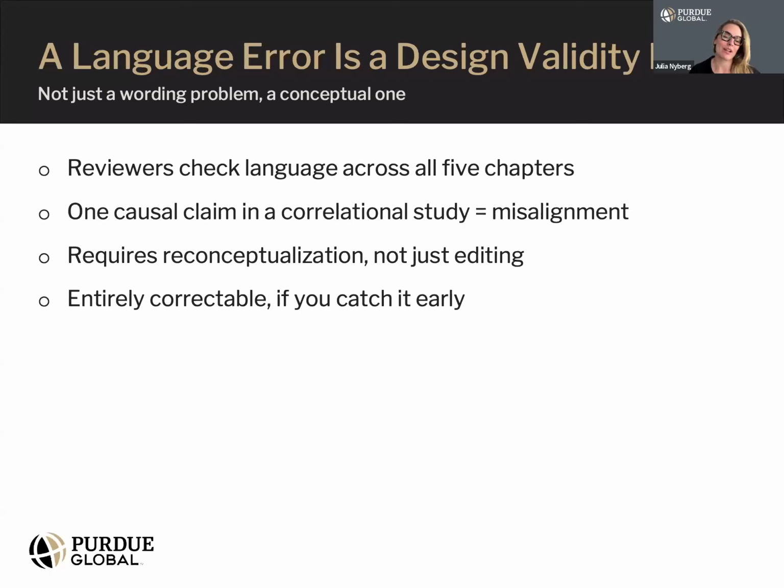I want to be really direct with all of you in regards to why this matters so much. It's not just a wording problem, it is a conceptual one. When your instructor or RPC reads "X caused Y" in a correlational study, they don't think, the student made a typo. They think that the student does not understand what their design can actually show.